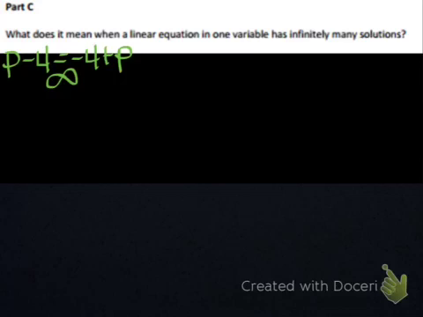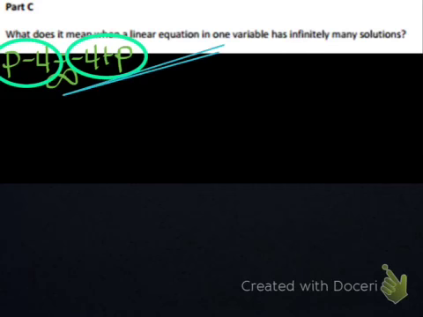So what this means is that if you were to graph this P minus 4 on a coordinate plane and graph this negative 4 plus P on a coordinate plane, their lines are going to fall directly on top of one another. So that line falls on top of that line, only more perfectly. Yeah, I'm way off, but you get the gist of what I'm trying to say.